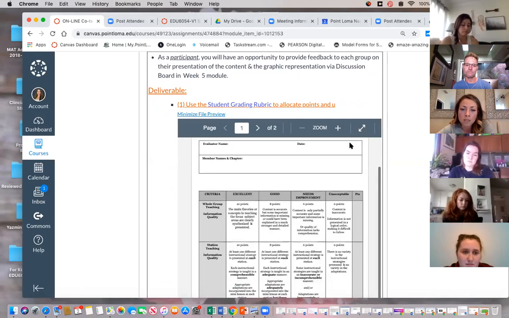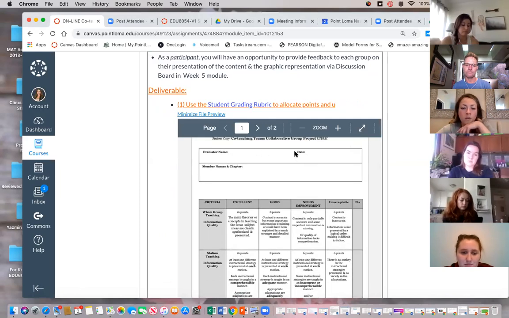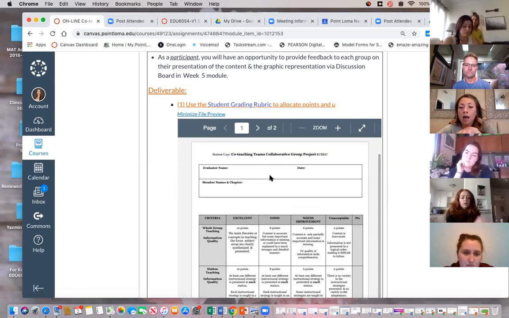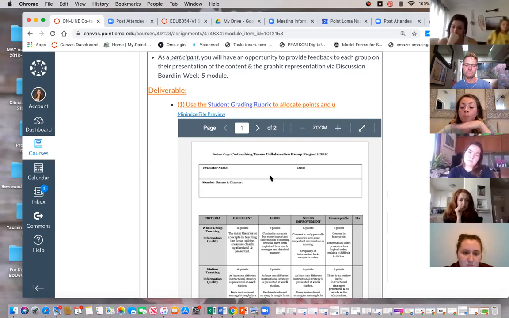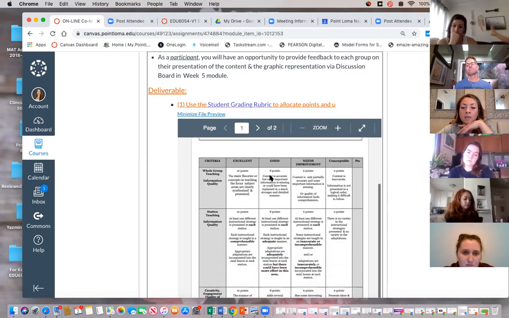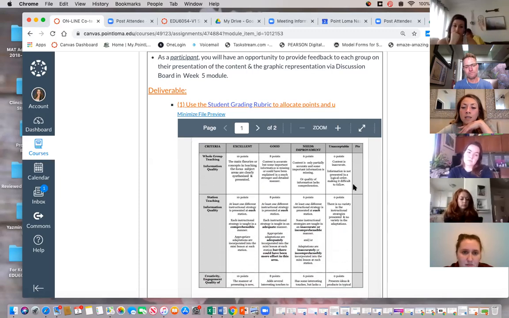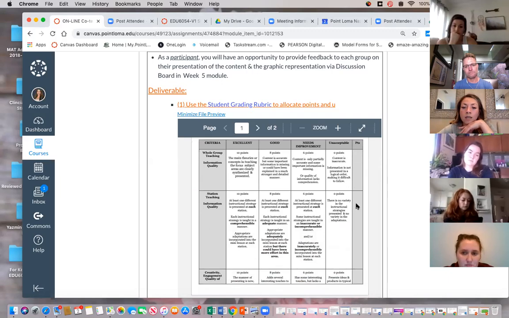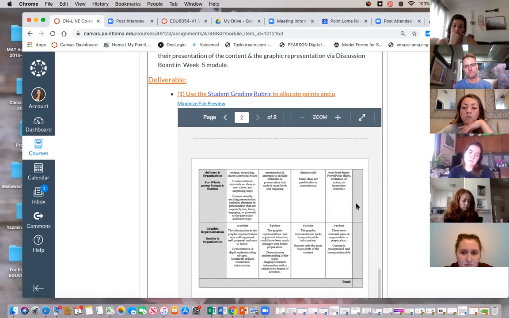So make sure that you put your name on there, your date, then the member names, and the chapter that you are evaluating. Essentially you're going to have 3 of these to fill out, because remember, you're going to evaluate 3 groups. So you'll be filling out 1 per group, and you're basically just going to assign points right here on the right side. And this is only for numeric points.